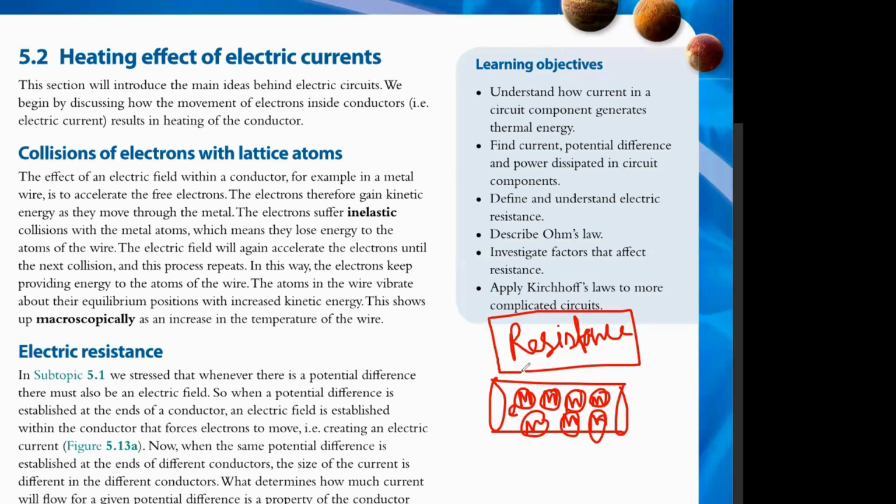Now, this opposition to the electric current, this friction, is created by the metal ions. And so can I say that when resistance is more, heating effect will be more? Yes, sir. When resistance is more, heating effect is more, right? So there is a connection between the resistance and the heating.